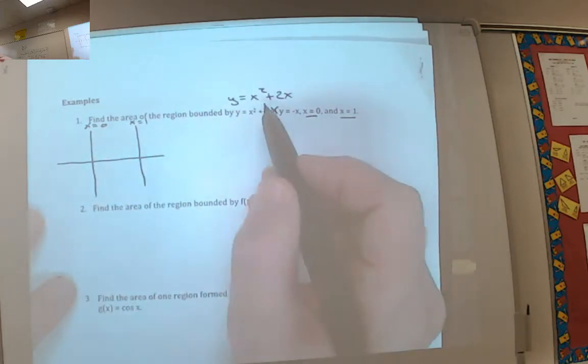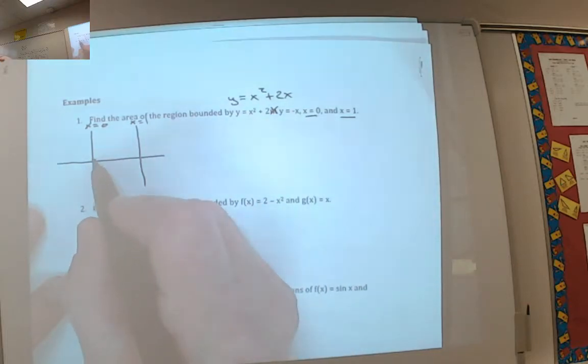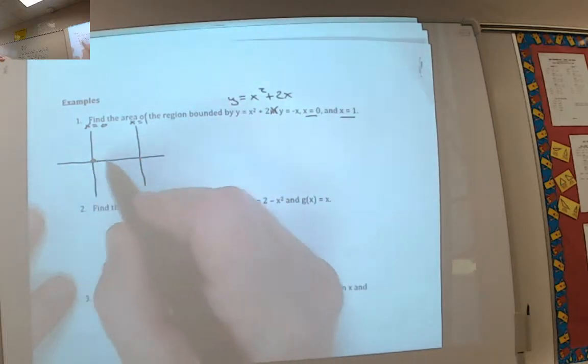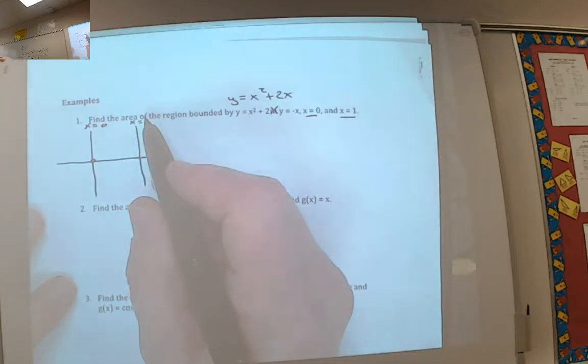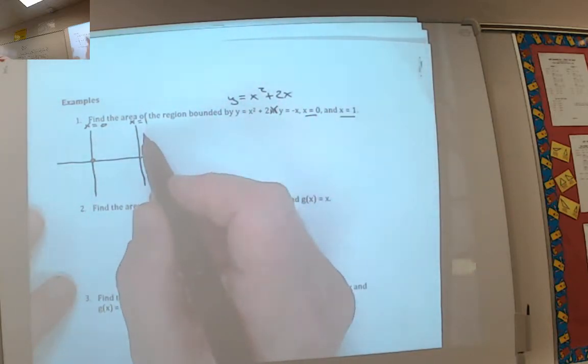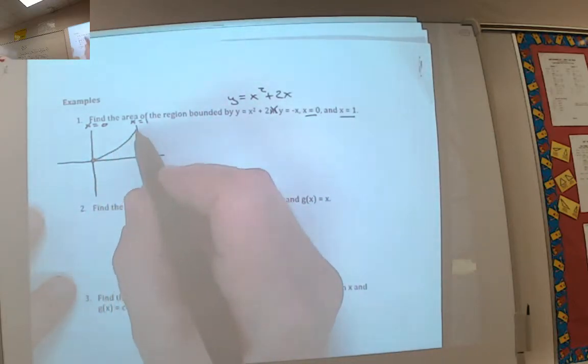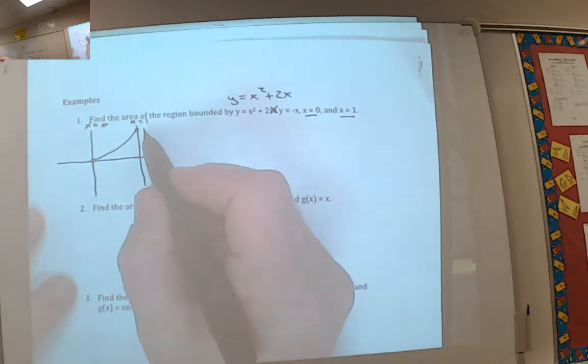And when I plug in 0, what's y going to be? 0. So I got this spot right here, and it's going to be a curve, and it's going up, right? And if I plug 1 in here, because that'll be my ending spot, where will I be at? 3. So my graph looks something like that. It's curved. My point is 1, 3.